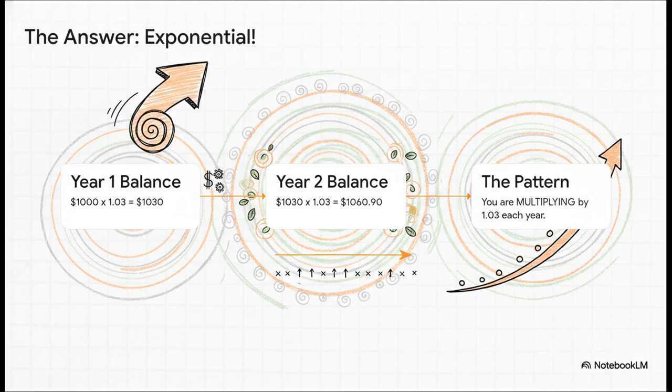Okay, you're back. So if you said exponential, you nailed it. That's exactly right. But why? Well, think about it. The bank calculates that 3% interest on the new balance every single year. It's not just adding a flat $30 each time. Instead, you're taking the total amount in the account and multiplying it by 1.03. And that, right there, is a constant multiplier. That's the signature move of exponential growth.